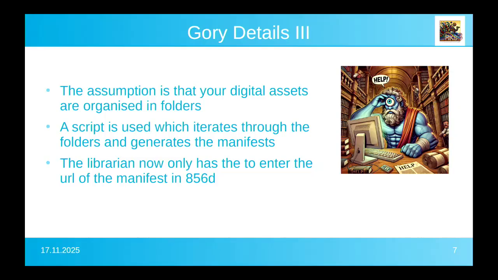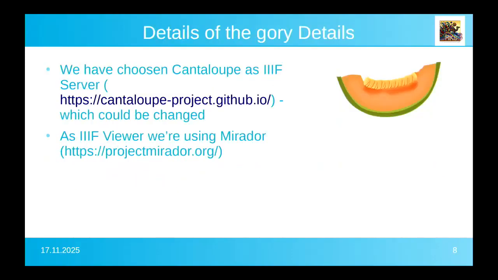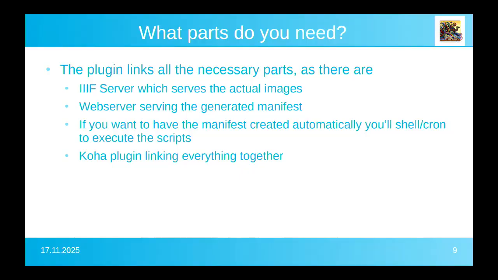The librarian, as I've shown you before, has to enter the URL of the manifest, which is just also a folder structure, in 856$u. It's a field I've chosen, which seems reasonable. And then, that's the wrong slide.